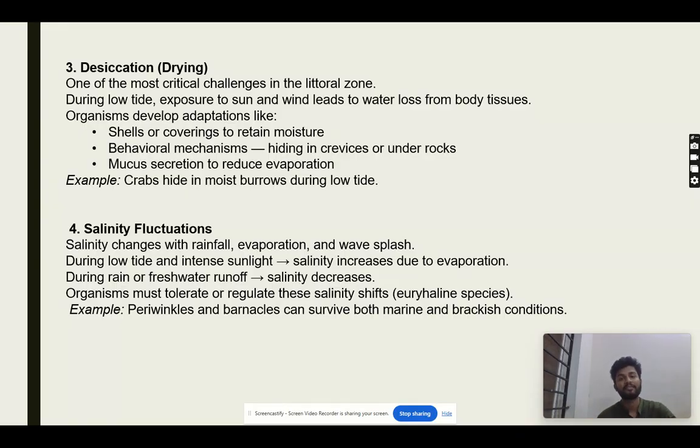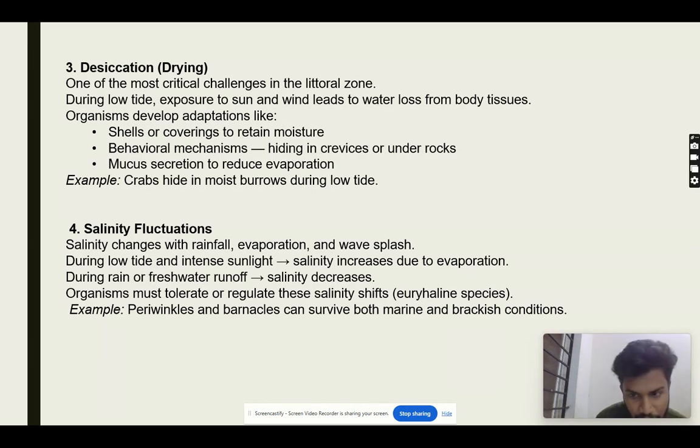So organisms develop many adaptations like shell or covering to retain moisture, as we discussed earlier. Behavioral mechanisms also will be there, some hiding in crevices or under rocks, and mucus secretion to reduce evaporation. These are particular strategies adopted by the organisms particular to the littoral zone during desiccation, or when the drying happens, that is when the low tide happens.